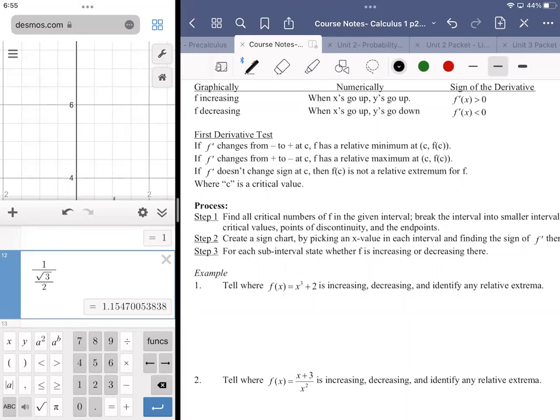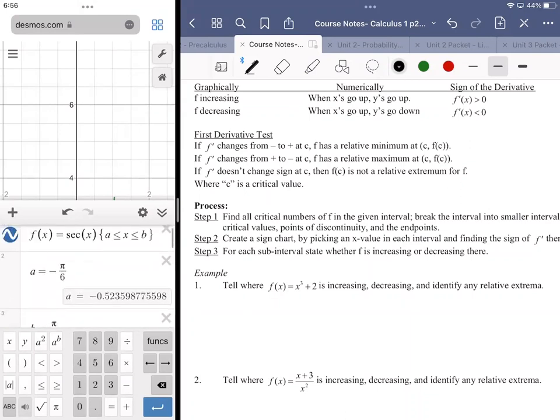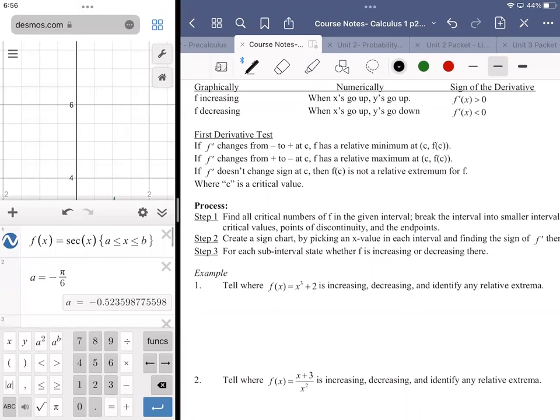So it's saying, tell where the function is increasing, decreasing, and identify any relative extrema. Good news is this Desmos that I created and will share with you is going to be useful for that.